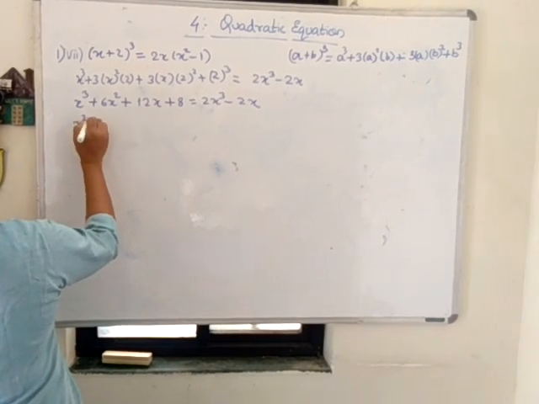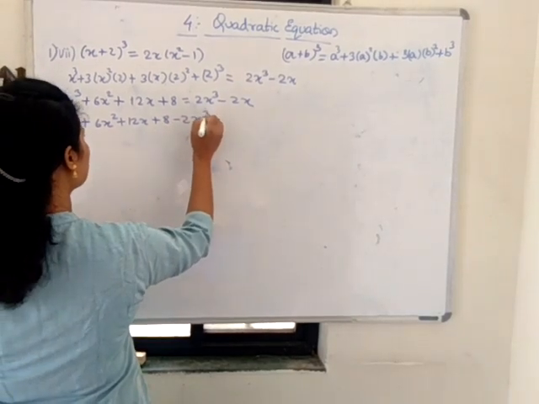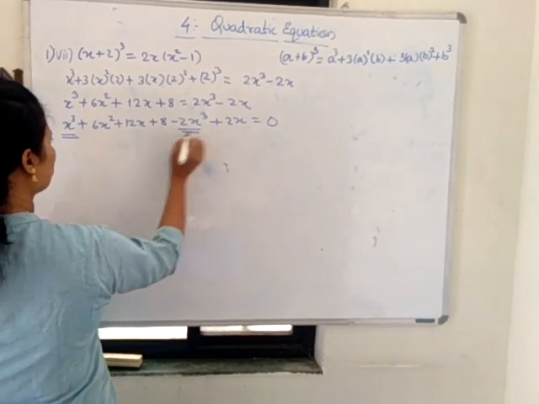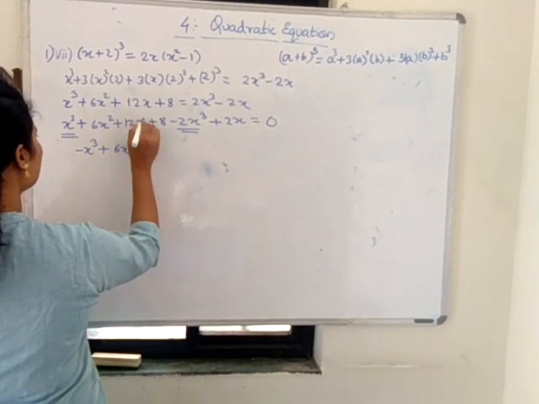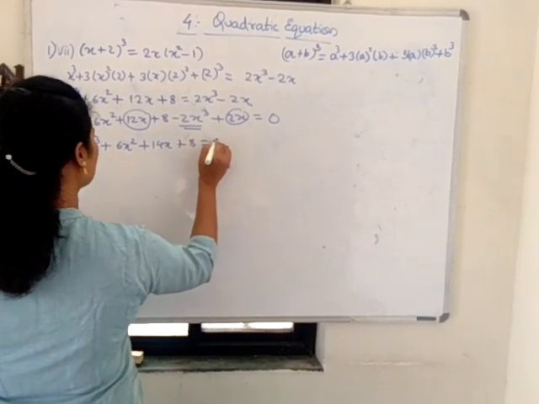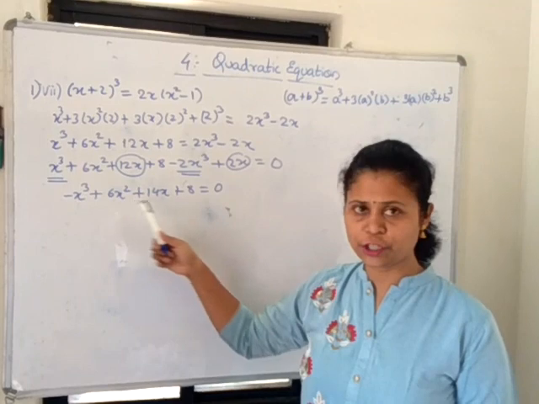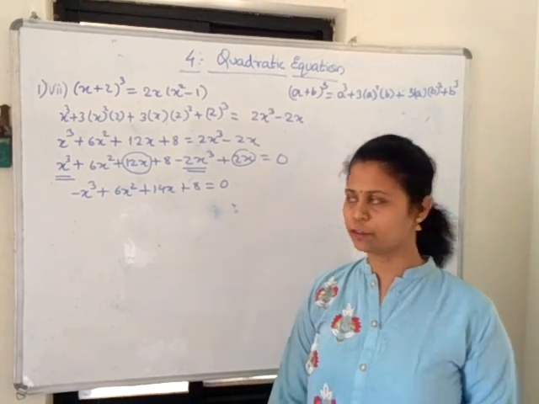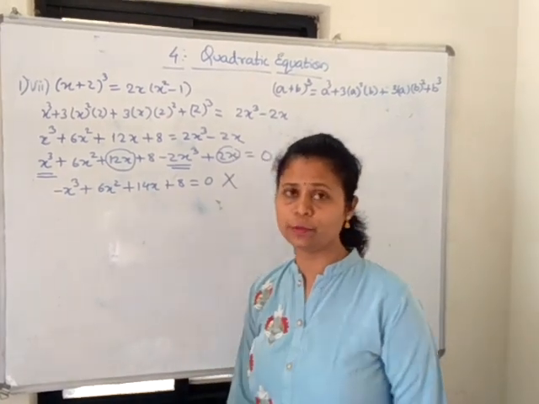Taking everything to the left hand side, plus 12x plus 8 minus 2x³ and plus 2x is equal to 0. So we have x³, it will be minus x³. So we have x², no, write it as it is. We have 12x and 2x, it will be plus 14x plus 8 is equal to 0. Now kids, this is the equation whose degree is 3. The highest exponent of x is 3. So this will not be a quadratic equation. It will be a cubic equation.